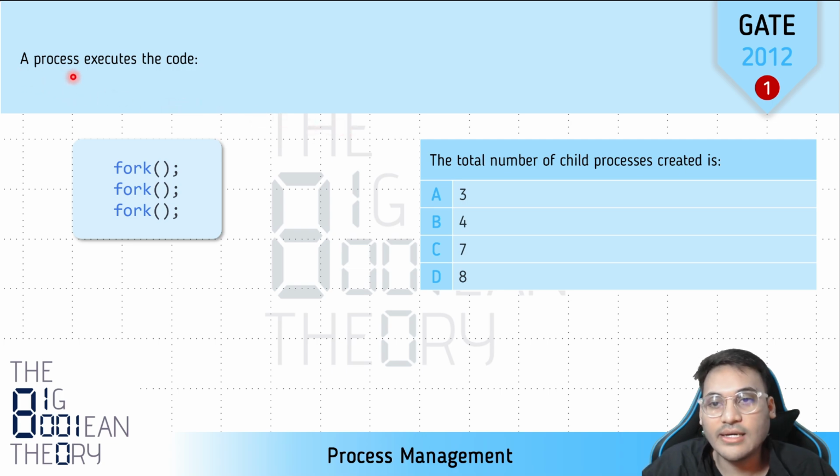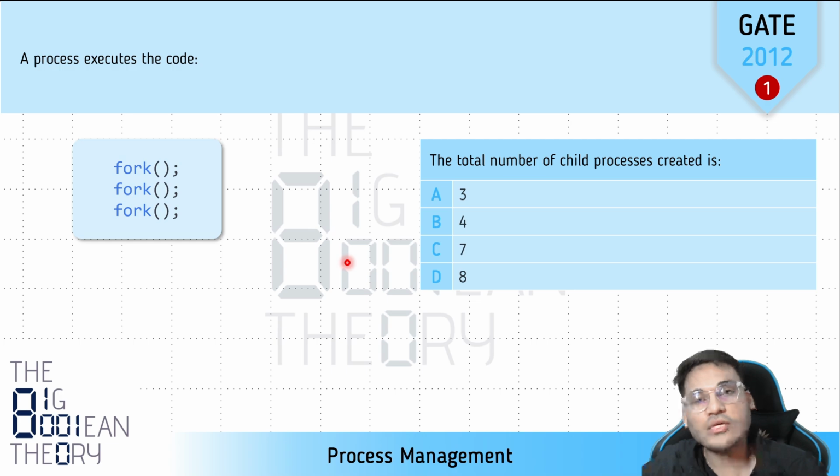The question goes something like this. A process executes the code. This is a very simple code snippet that has been given. All it has is 3 fork statements, right? And the question is asking that the total number of child processes created is, your options are 3, 4, 7, and 8. As we already know, there are several questions like this that have been asked in the GATE exam related to the fork question.